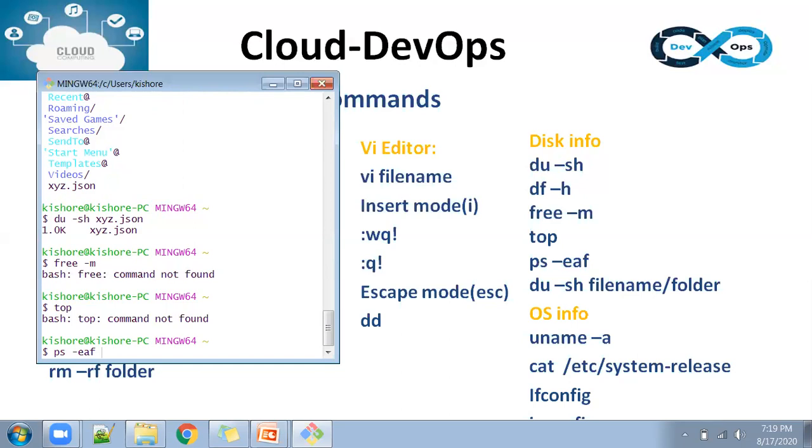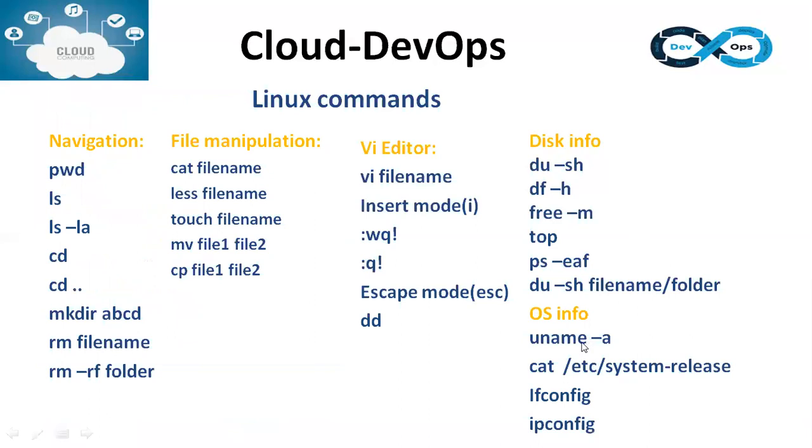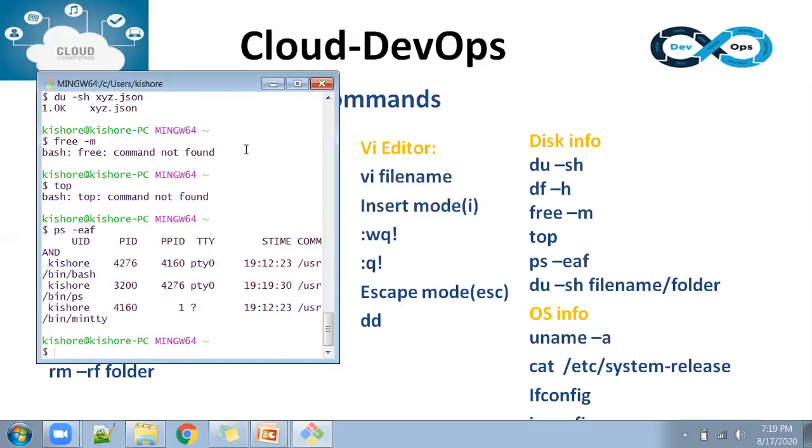ps -eaf will show the list of processes which are running in this machine. Some processes are listed out; we can ignore that. And the other command we already discussed, du -sh. I think it's repetition. Let's go to other commands in operating system information. Some of the commands might not work here, but let's see.